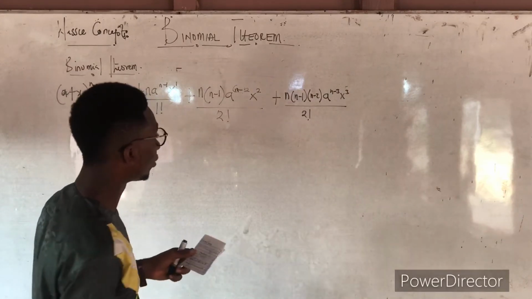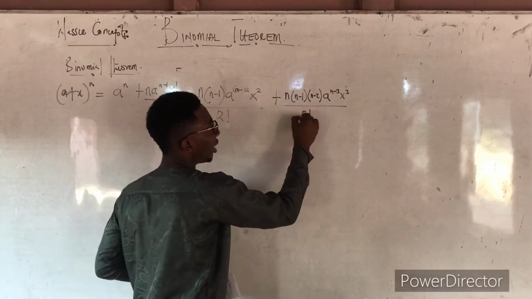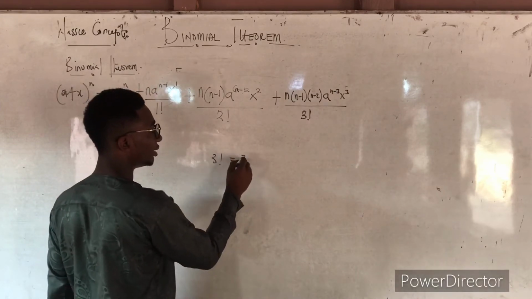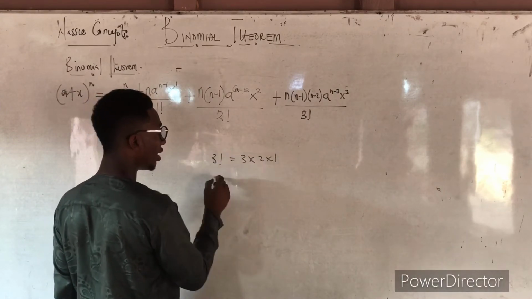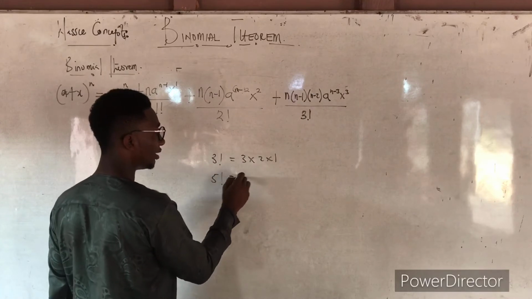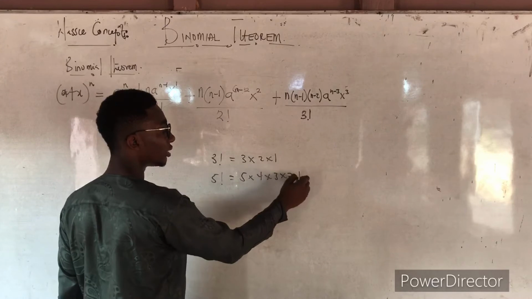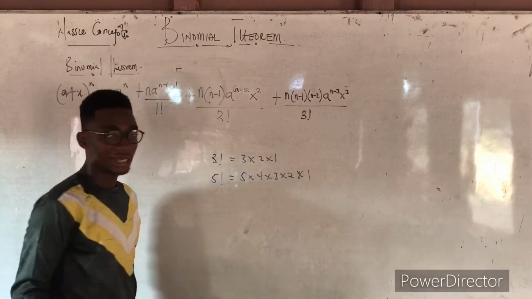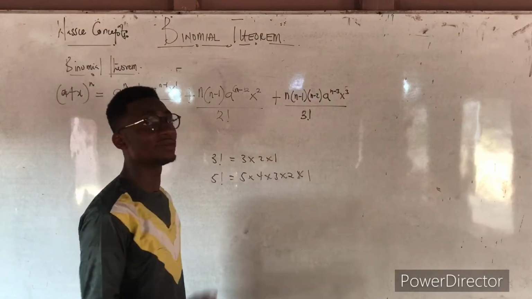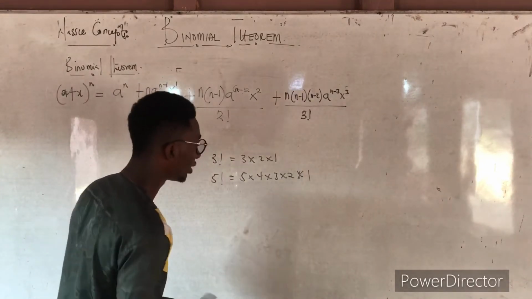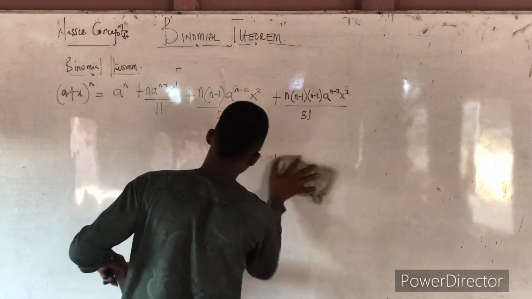All divided by, sorry, the cube is this, so it's divided by 3 factorial. Anytime you see, for instance, 3 factorial simply means 3 times 2 times 1. So if you have 5 factorial, it simply means 5 times 4 times 3 times 2 times 1. If you have 79 factorial, it means 79 times 78 times 77 times 76 and so on. You get it? Up to the unit number 1.